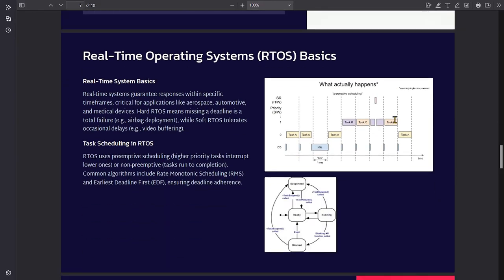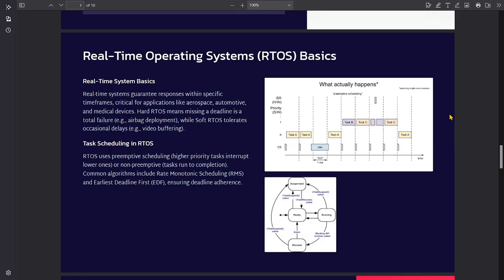Now we move to the RTOS basics. Real-time systems are basically designed to meet strict timing requirements. So, like it suggests in the name, real-time operating systems. For instance, an airbag must deploy within milliseconds of an accident. Any delay is a system failure. This is an example of a hard real-time system. On the other hand, something like video streaming allows small delays and is considered soft real-time.